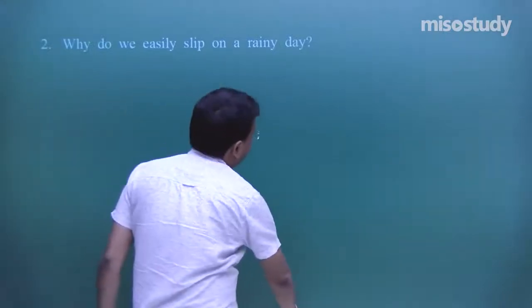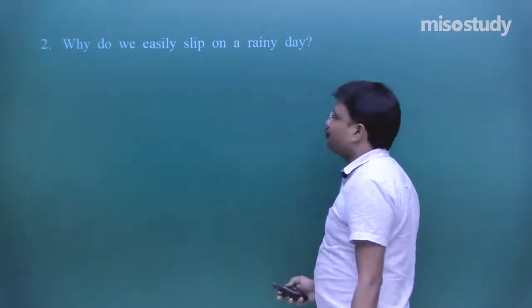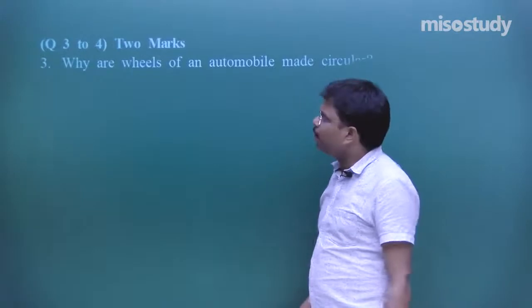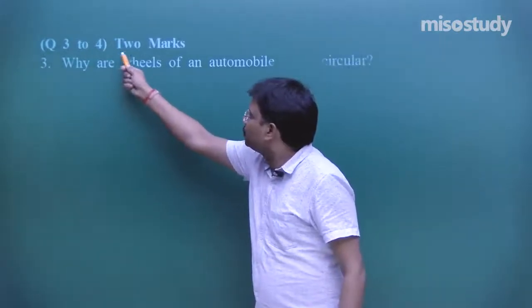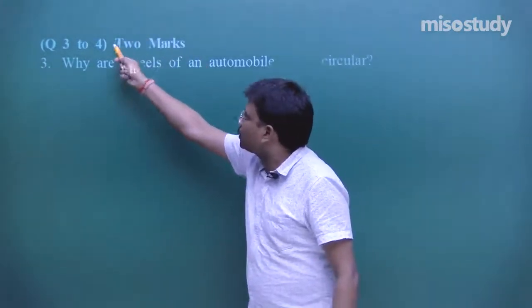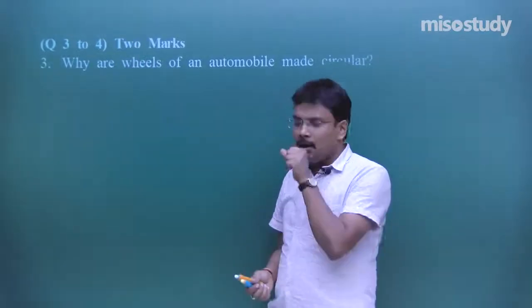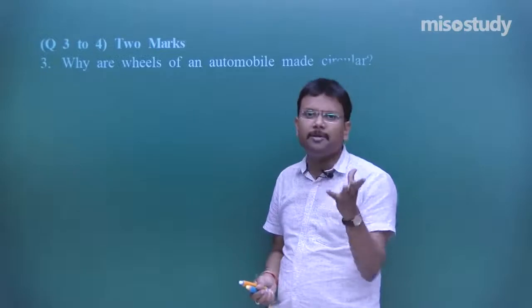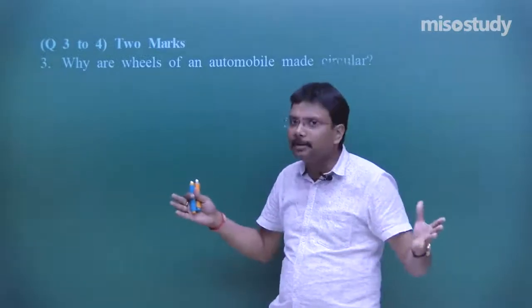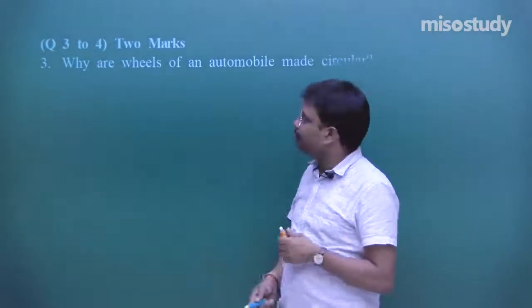Then comes question number 3. If you take a look at this question, the first thing you should look at is the instruction. Questions 3 and 4 are for 2 marks. 2 marks means your answer should be a line. A line means 5 to 8 words or something like that. So first read the questions.